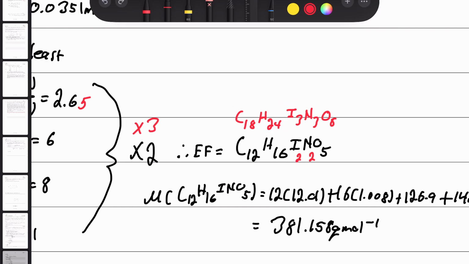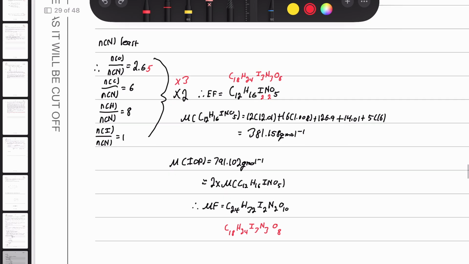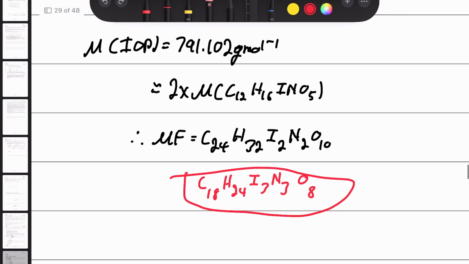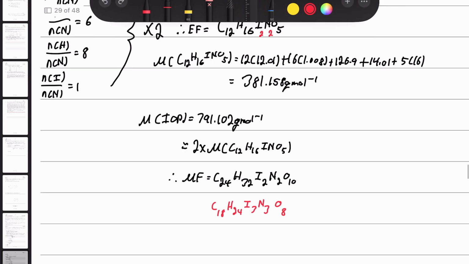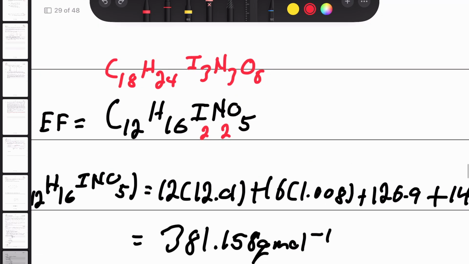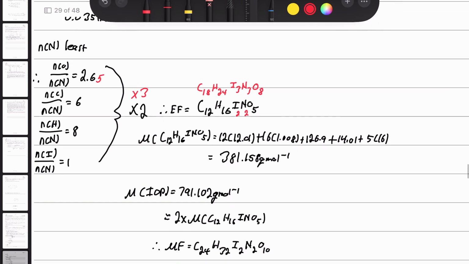But then, what was it? Oh yeah, I also just didn't multiply my iodine or my nitrogen by 2 when I did it, which is quite silly. But then yeah, that would end up being your final molecular formula. Sorry, this was meant to be 8, not 6. I think that was 8. There we go.